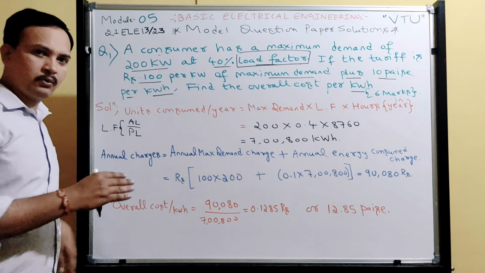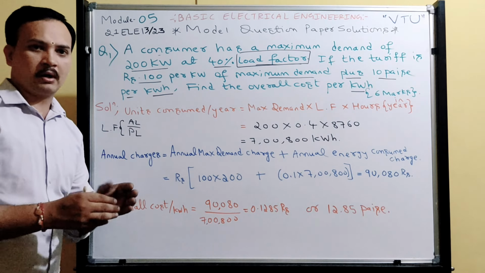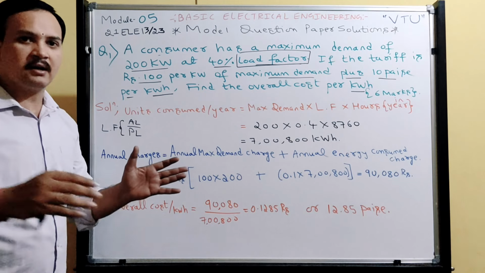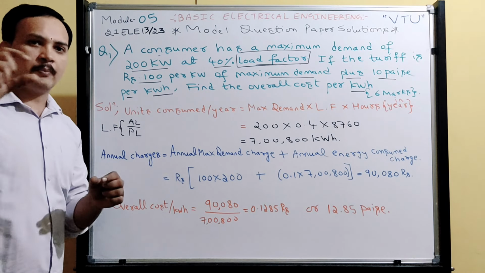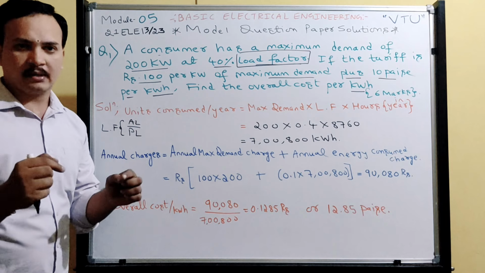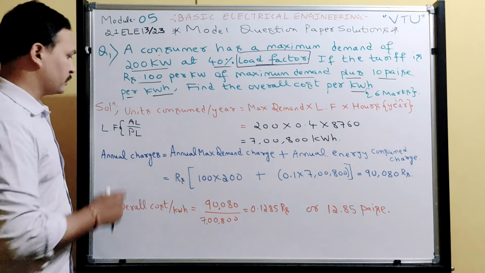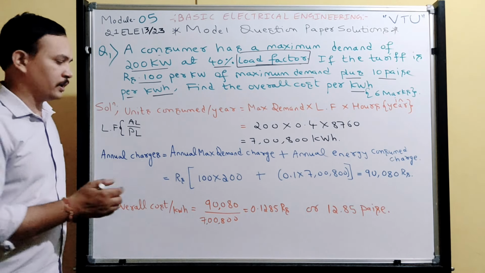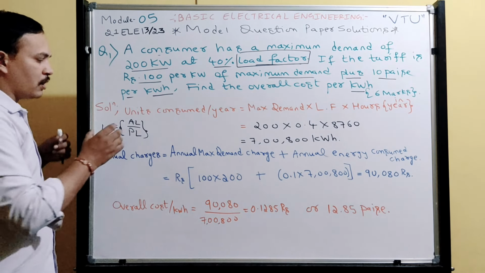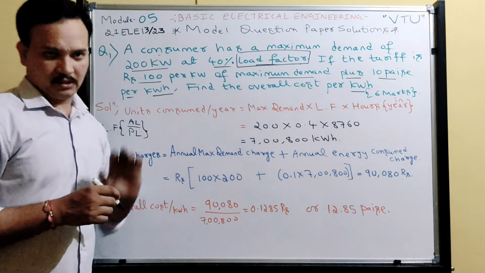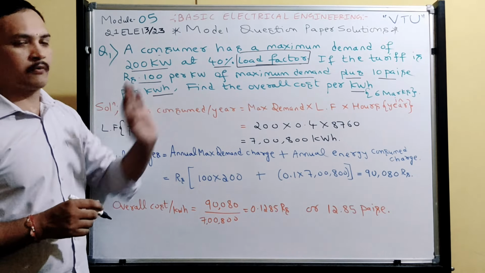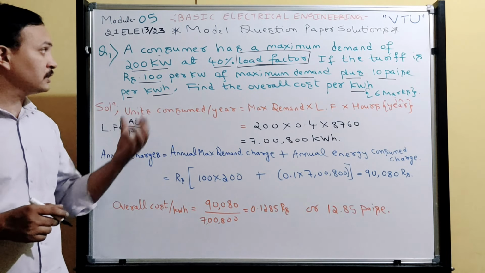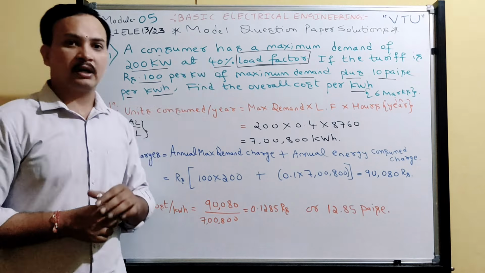Average load means over the entire 24 hours. In the morning at 8 o'clock you consume some amount of power, at 9 o'clock you consume some amount of power. Like that, over the entire day, they calculate all the power consumption divided by the number of hours. That gives the average load. The ratio of average load by peak load is called load factor. So the load factor given is 40%. With respect to peak load, the consumer is consuming this maximum demand only at 40%.